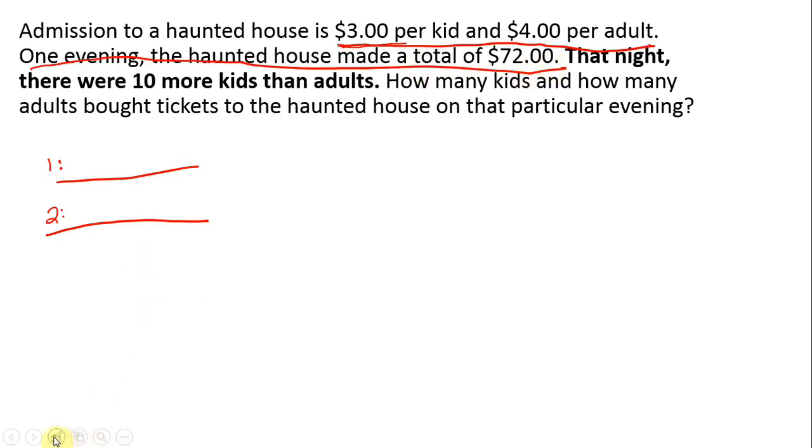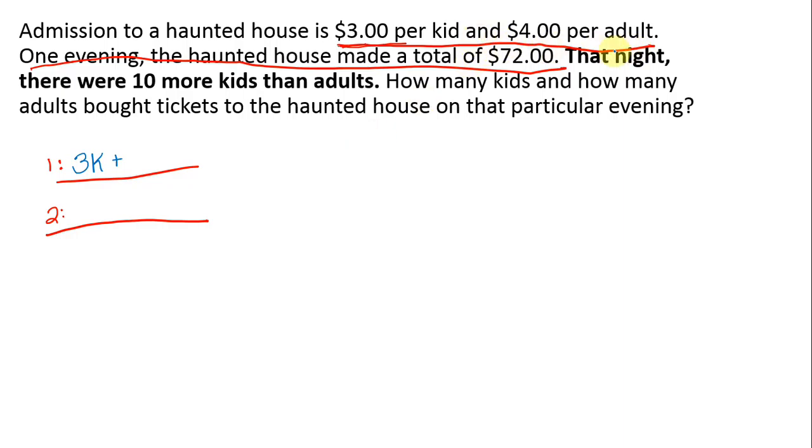So with that information, I know that every kid that came in made us $3. If 4 kids came, I made $12 on kids. If 5 kids came, I made $15. However many kids come into the haunted house, I multiply $3 by that number of kids, and I get the amount of money that I made just from the kids. So I can show that multiplication of 3 and the number of kids by putting 3K.